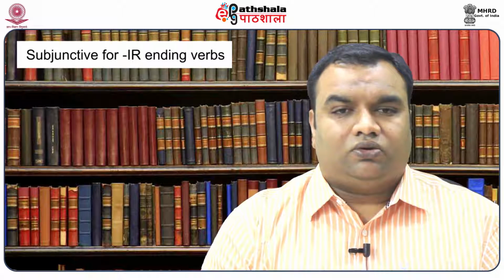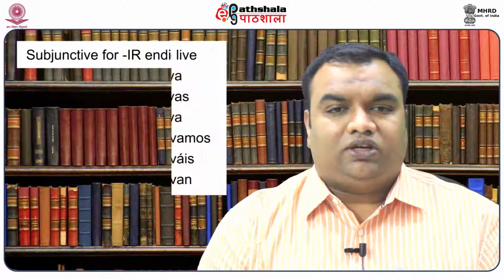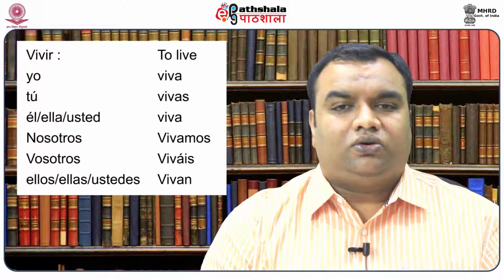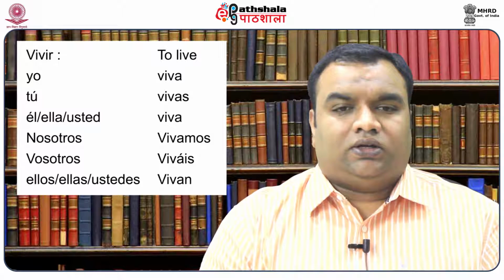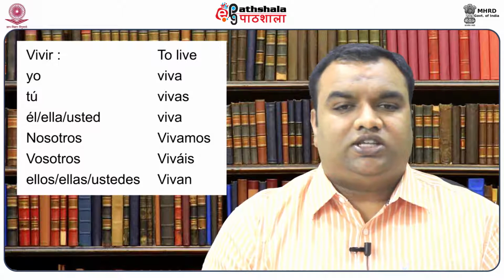Let's take up the IR ending verbs in the present subjunctive conjugation format. We will follow the same steps of removing the final O of the indicative form. Let's take the example of vivir in this case. The first form of the verb vivir in the indicative yo form is vivo. In step 2, we take off the final O of the yo form, and finally we add the AR verb endings to the stem viv.